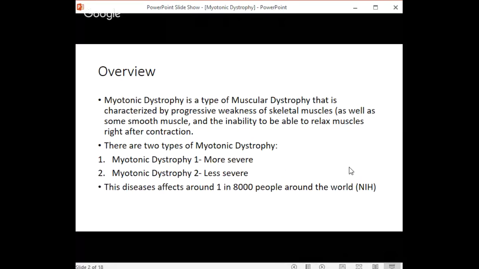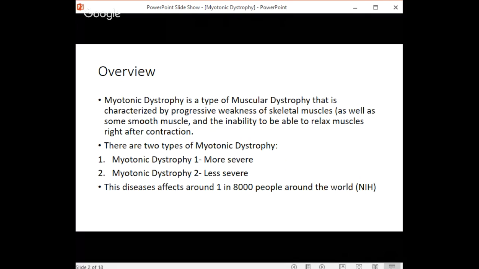So what is myotonic dystrophy? It is a type of muscular dystrophy, and it's pretty much seen by progressive muscle weakness, especially with skeletal muscle. It's also known to cause some damage to smooth muscle, and it's usually the inability to relax muscles after contraction. So this is why it's known as myotonia, and that myotonia is the inability to relax your muscles even after vigorous efforts to do so after using them.